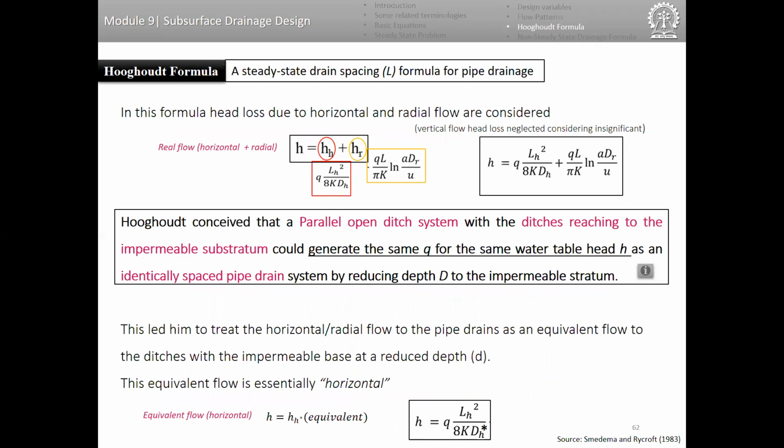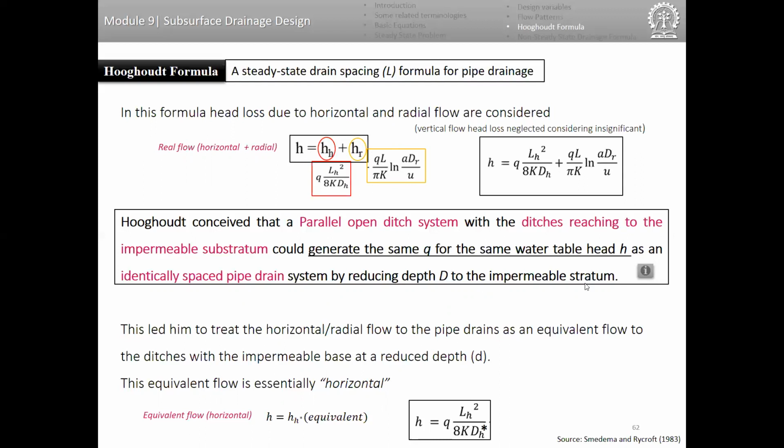Then we started deriving the Hooghoudt formula, and initially we assumed that the total head is essentially coming from the head loss due to horizontal flow and the radial flow. We then saw the difficulties in that, and considered the concept of equivalent depth. In that, flow is essentially horizontal, so indirectly we are considering the effect of radial flow that is converging towards the drain.